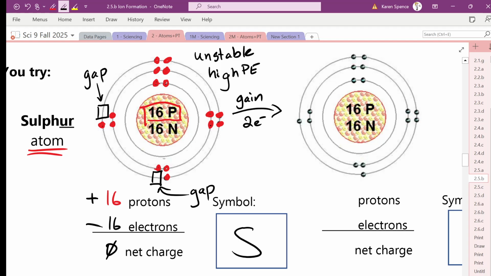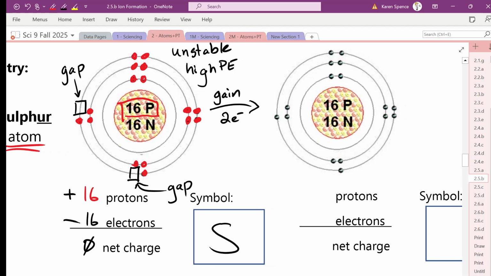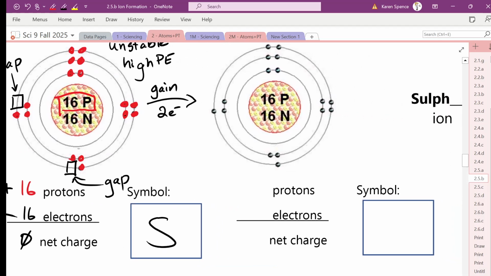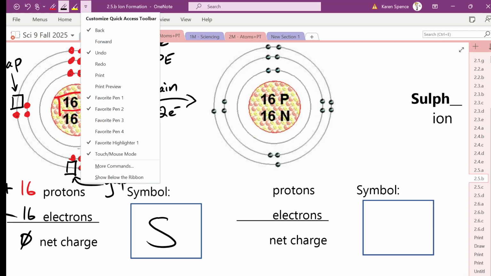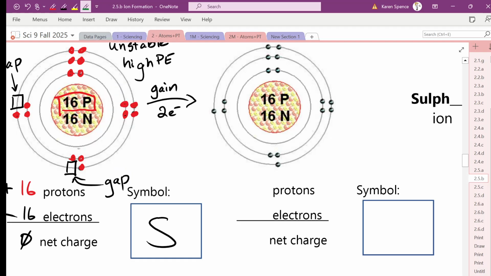If you gain 2 negative things, what's your charge? -2. Okay? So, we're gaining 2 electrons. What color do I want them? Let's make them green. Sure. Okay, there we go. 1, 2.